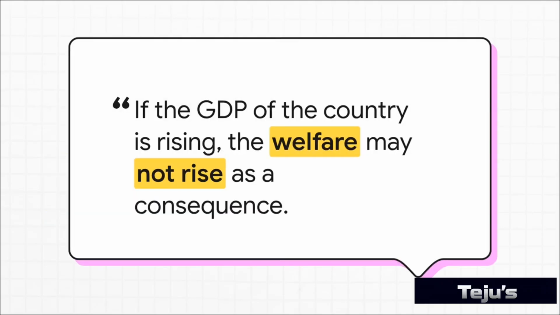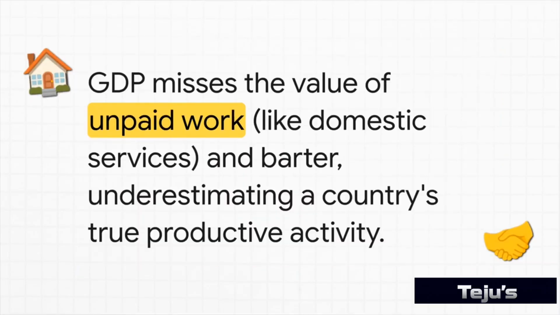First, let's talk about distribution. The source material says it perfectly. If the GDP of the country is rising, the welfare may not rise as a consequence. And that just hits the nail on the head. You could have a country where GDP is booming, but if all that new money is going to just a handful of people, most of the population isn't any better off. GDP shows us the size of the whole economic pie, but it tells us nothing about how the slices are being divided up.